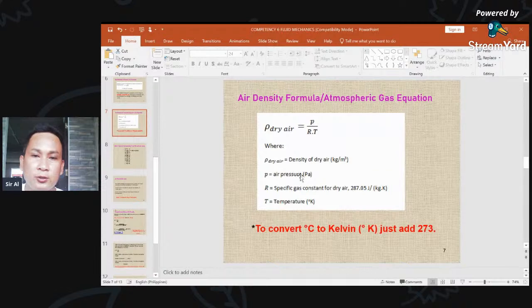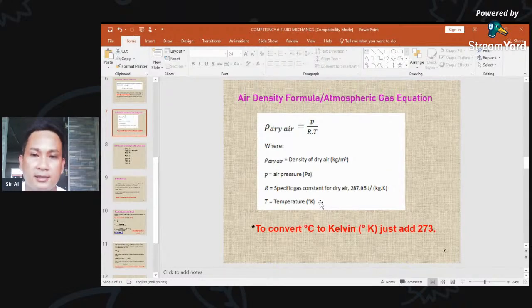P is air pressure. The unit is Pascal. R is the specific gas constant, which has a value of 287.05 joule per kilogram Kelvin. T is for temperature, the unit is Kelvin. So take note of the units used in this formula. These are the units that we should see when we are calculating.